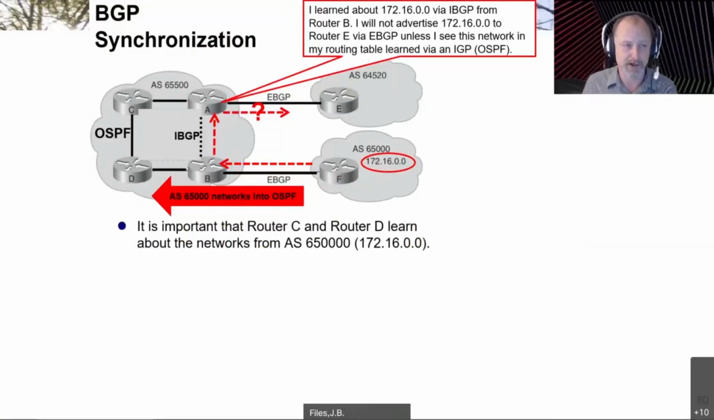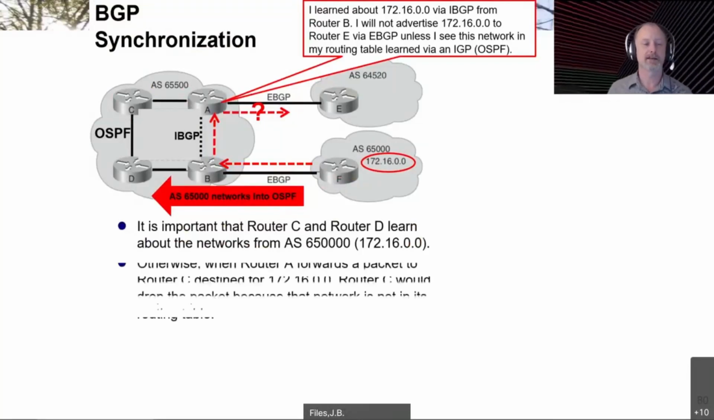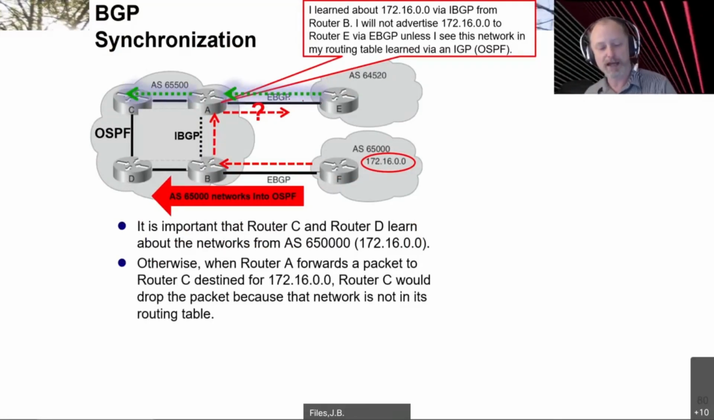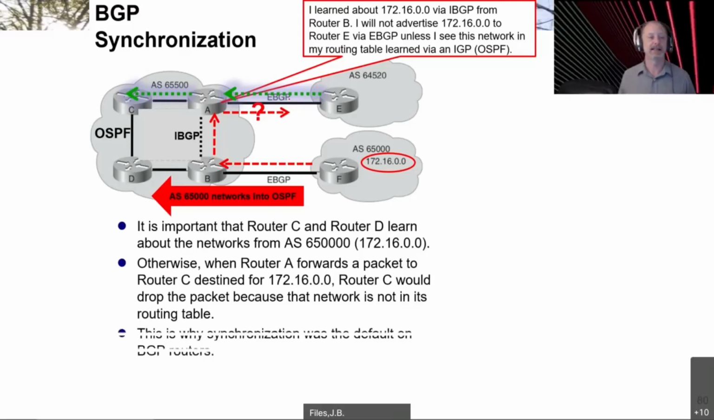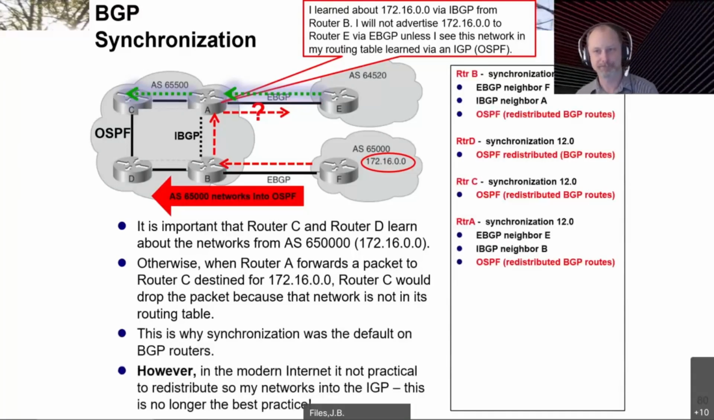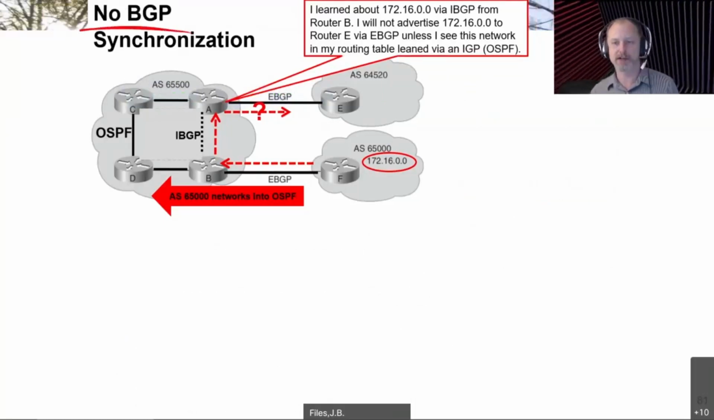I just explained this whole slide already. So C and D have to know about the prefixes that we're advertising, right? Because if we get a packet, C and D have to be able to route those. Okay? What about no synchronization?